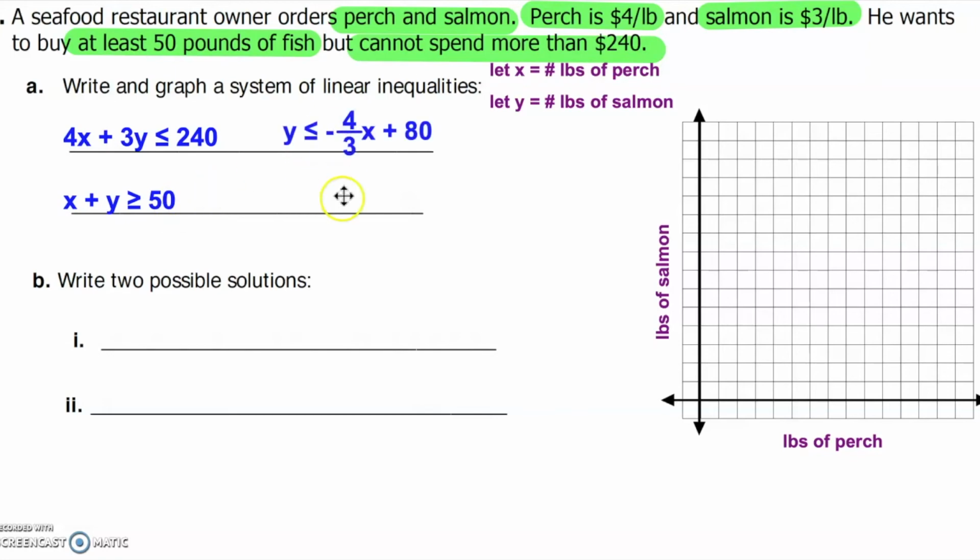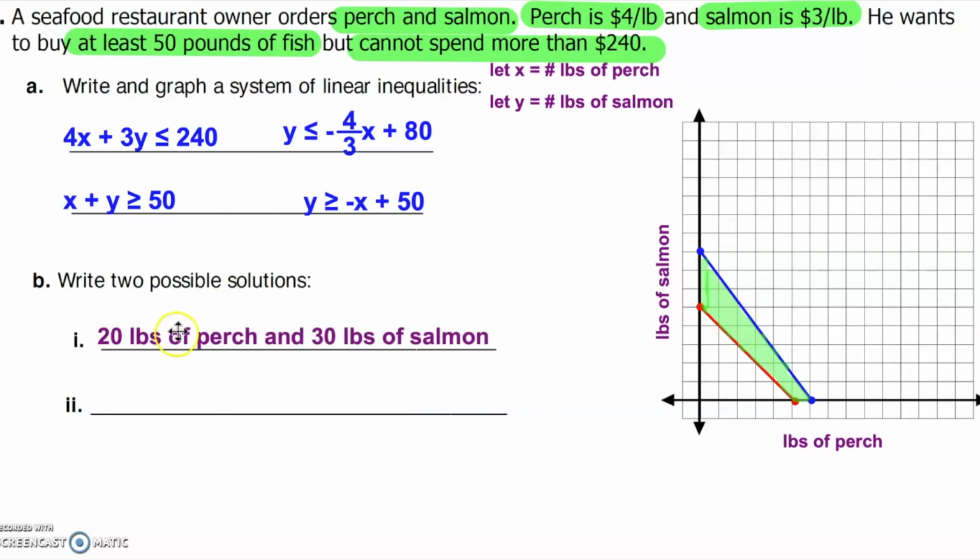So we have our two inequalities solved for slope-intercept form. When we graph those inequalities, we end up with this shaded region. We have to choose a solution that's within that shaded region. So two possible solutions are 20 pounds of perch and 30 pounds of salmon. Notice here, I've actually scaled my graph differently. I've scaled my graph where I'm counting by tens.